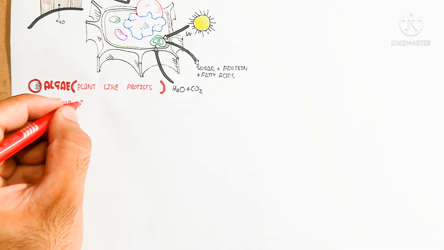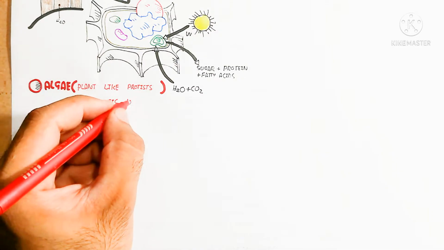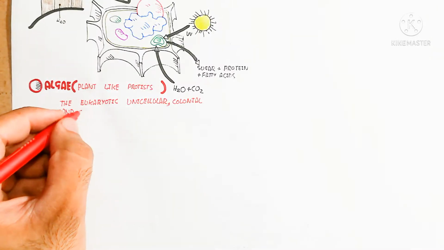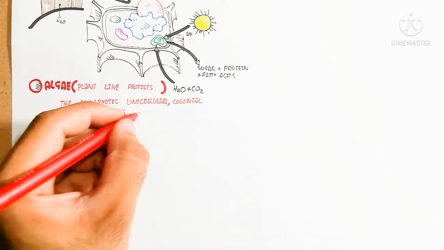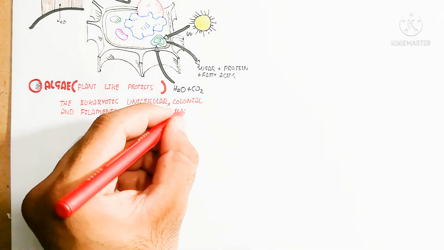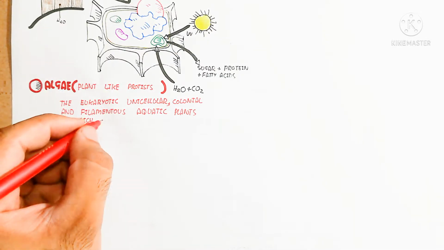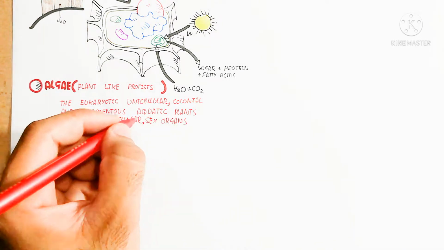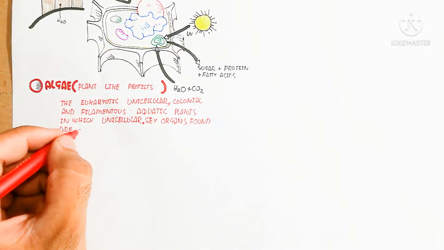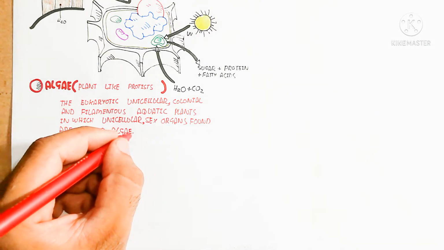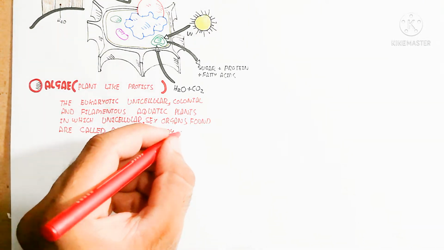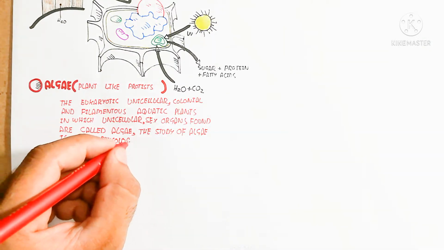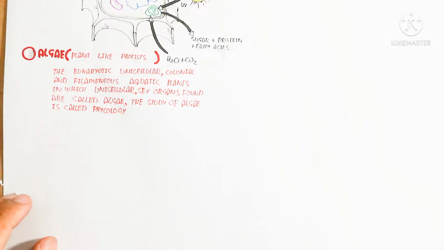So let's begin to understand the algae. So that is plant-like protist. Why is this plant-like protist? Because it is eukaryotic but unicellular, and it is in the form of filamentous or unicellular. So there are different types. So let's begin to understand the eukaryotic, unicellular, colonial and filamentous aquatic plants in which unicellular sex organs are found, called algae. The study of algae is called phycology.